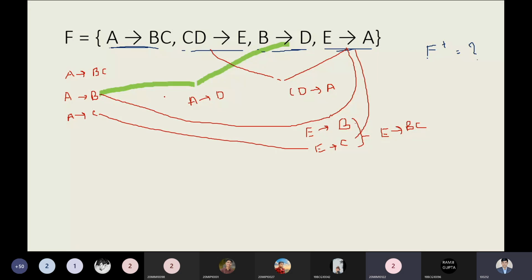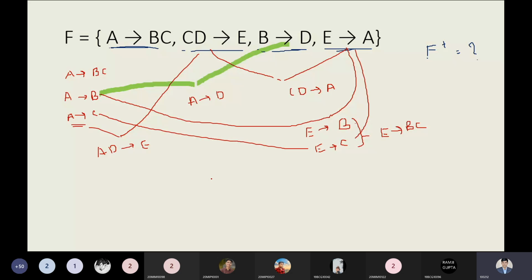Pseudo transitive may be applied here. Yes, tell me. A determinant to C and CD determinant to E, which is given in the question. So AD determinant to E, by choosing this one and this one and applying the pseudo transitivity rule. Okay, so this can also be possible.